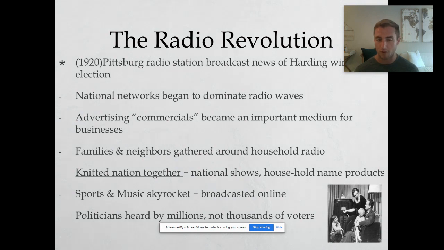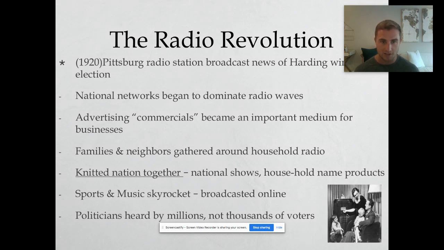And this is going to bring the country together because now Americans, no matter where you're living, are hearing the same advertisements. You start to hear these brand names emerge. And we see commercials become a $1 million industry advertising for their respective products. And the radio is going to have a lot of effects on American society and culture.